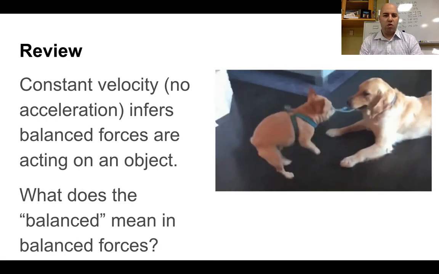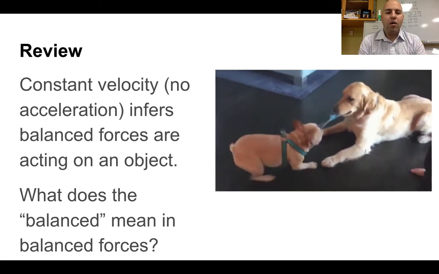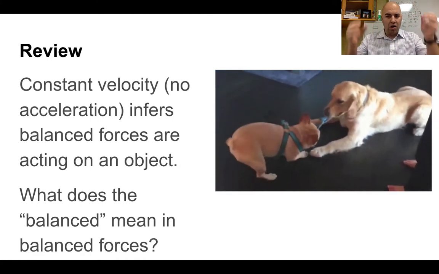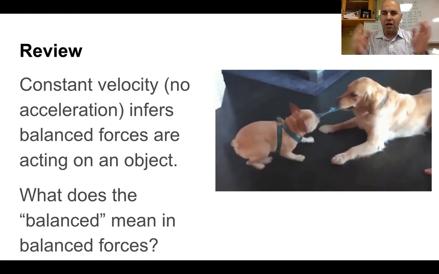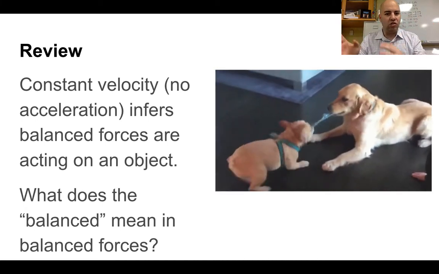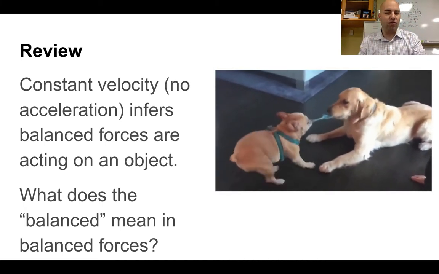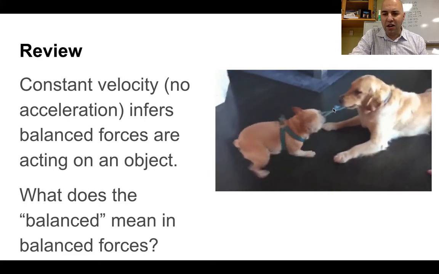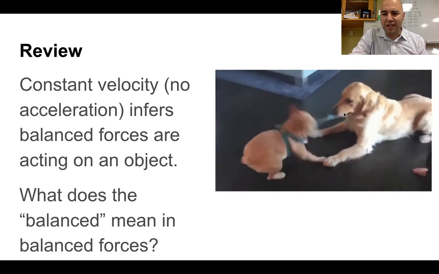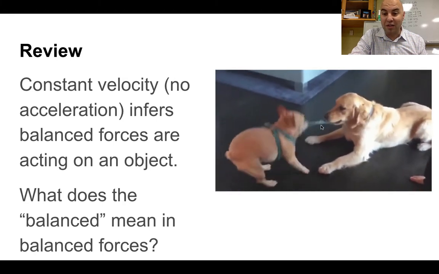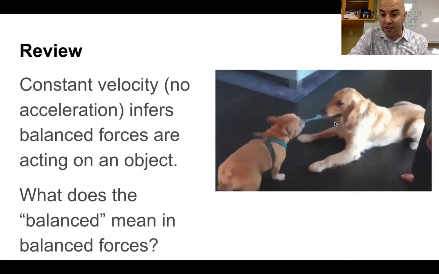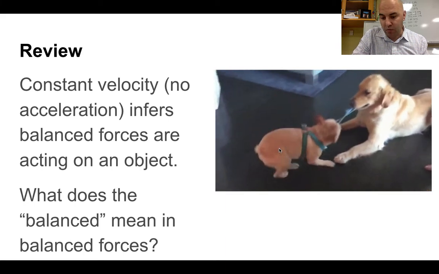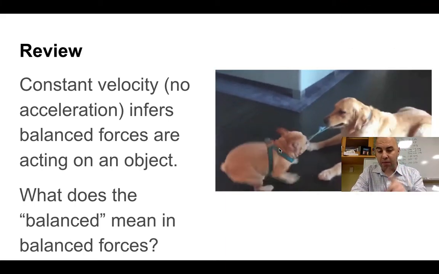Now, just a review. When we're talking about constant velocity, meaning things are either staying still or going in a straight line at a constant speed, with no speeding up, slowing down, or changing direction, that means there are balanced forces acting on that object. So, just like this right here, whatever this thing is, it's not accelerating, meaning there is an equal amount of force going this way as there is going the opposite way. We're going to use that to be able to figure this out.